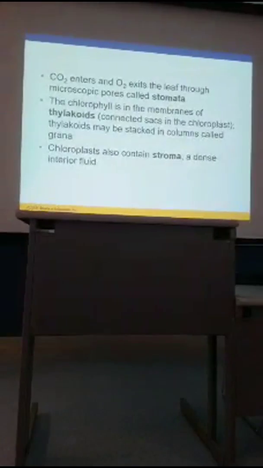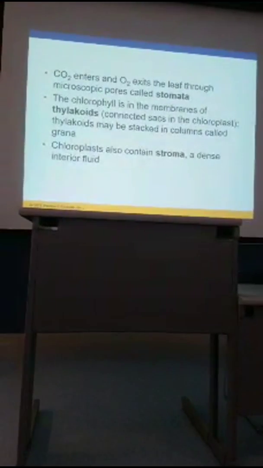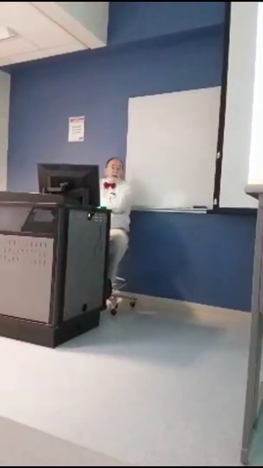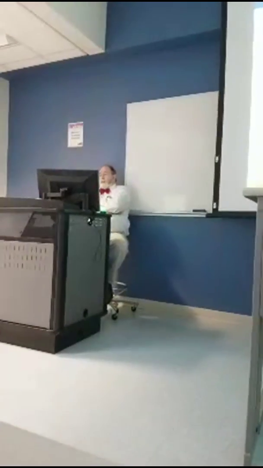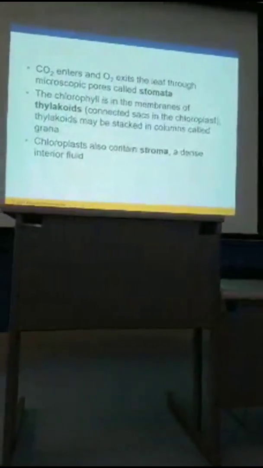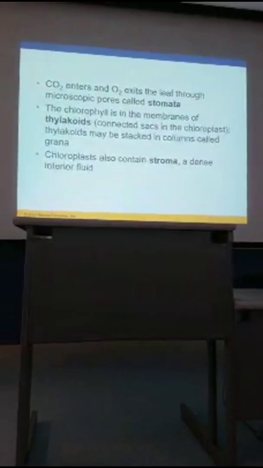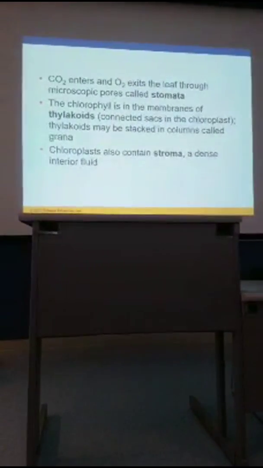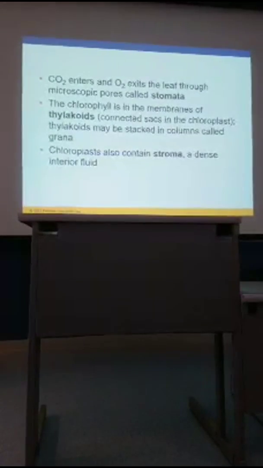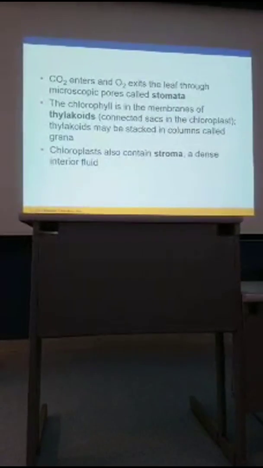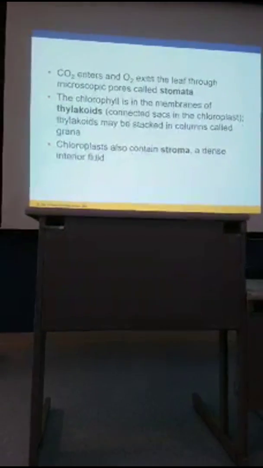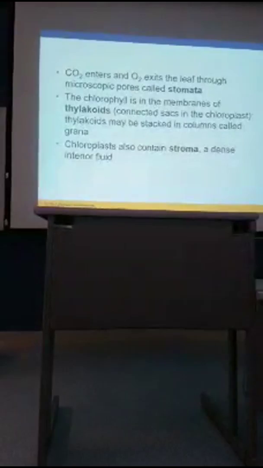Now you will probably get a question. Where does the carbon and oxygen and hydrogen in sugar come from? Carbon and oxygen come from carbon dioxide. Hydrogen from water. The chlorophyll itself is in the membranes of sacs. These little sacs are called thylakoids. And they're often stacked. Look like little coins stacked on top of each other.